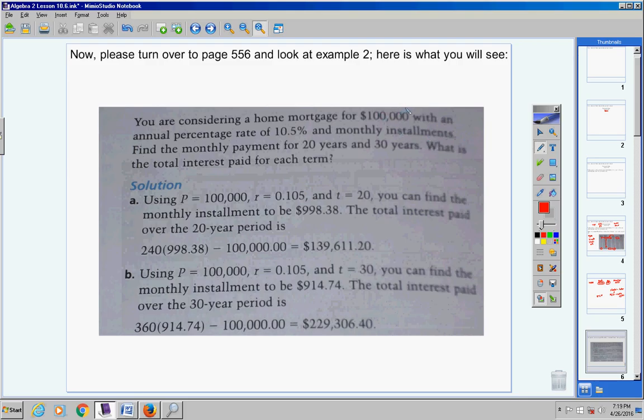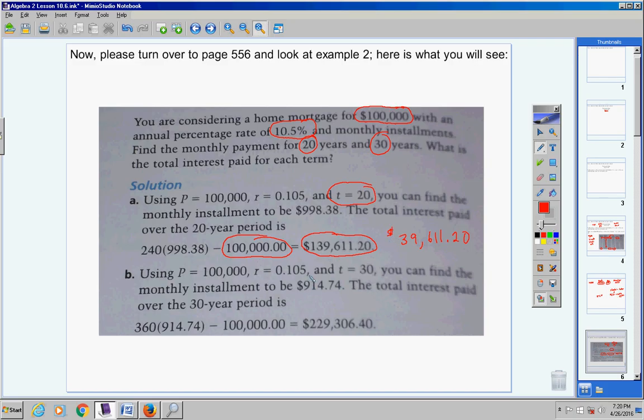You're considering a home for $100,000. Here's your interest rate, and you've got to choose between 20 years or 30 years. Now, here's the catch. If you go with a 20-year loan, here's how much total you'll pay for a $100,000 house. You'll pay $139,000. So you paid how much extra? $39,611.20, because the amount of money that you borrowed was only $100,000, but you paid back $139,000. So this is your interest.